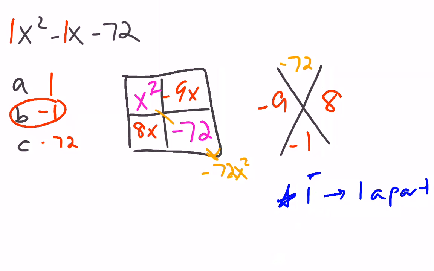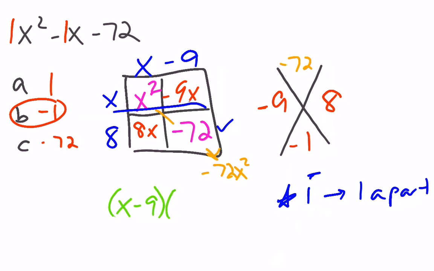Take out your GCFs. Once again, don't overthink it when it's a problem like this. It's just going to be x. What times x is x squared? X. What times x is negative 9x? Negative 9. What times x is 8x? 8. Double check your last box. 8 times negative 9 is negative 72. So x minus 9 times x plus 8 is your final answer.